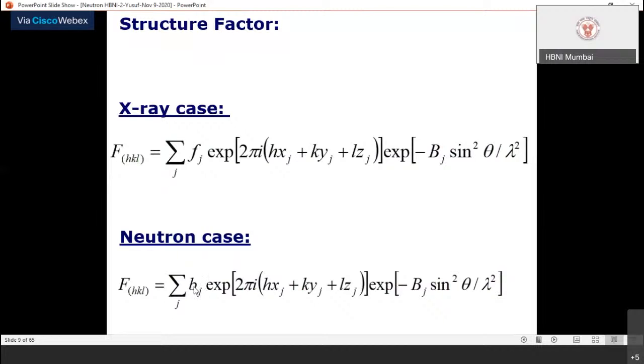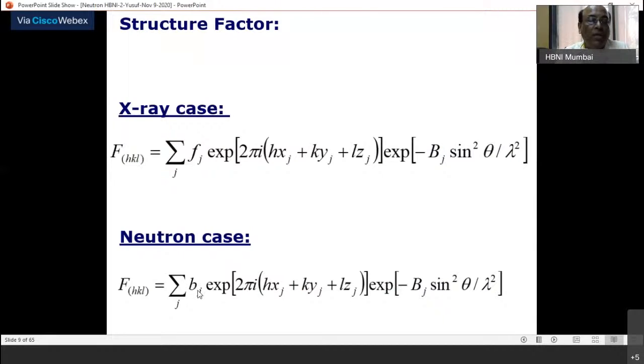In other words, the nucleus is just a point. So the probe does not see the nucleus as if there is any structure. So in other words, there is no form factor in this case. As a result, the so-called scattering amplitude b due to this neutron, when it is getting scattered from a particular nucleus, the jth nucleus, is a constant. So it does not depend upon 2 theta or Q, or sin theta upon lambda.